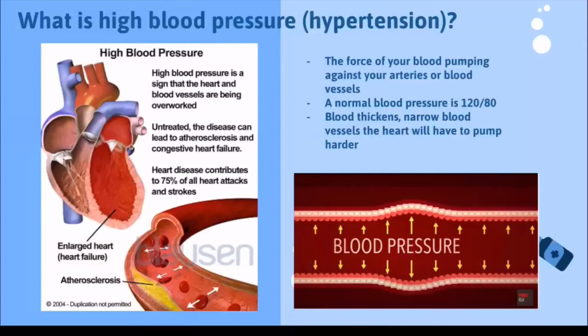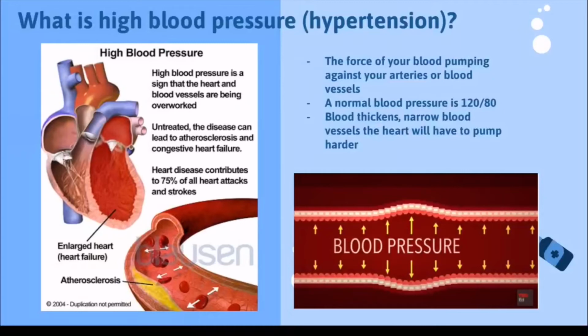But first, what is blood pressure? How does it become high? Blood pressure is the force of your blood pumping against your arteries or blood vessels. The picture in the right-hand corner gives you a little representation of what is occurring when the blood is pumping to the walls and the kind of pressure that is getting pushed against it. A normal blood pressure is 120/80.